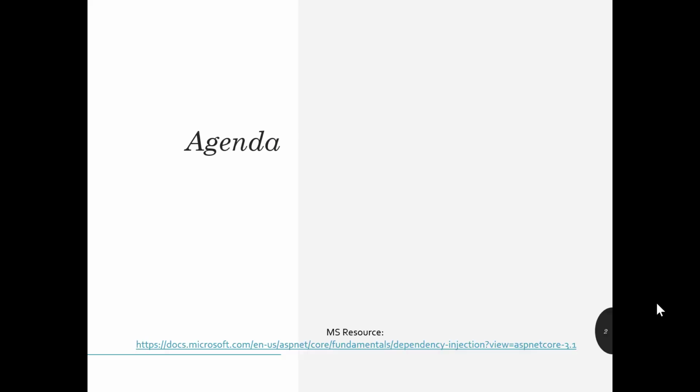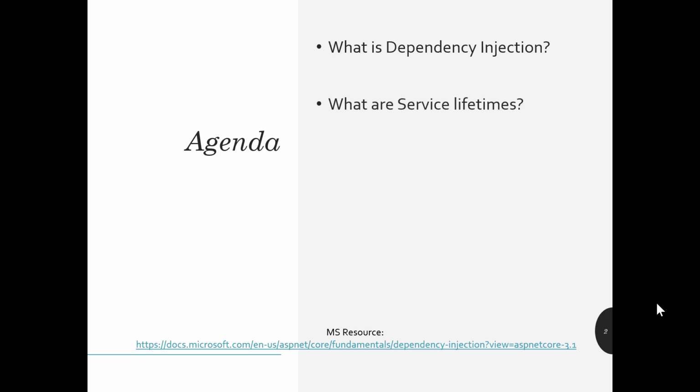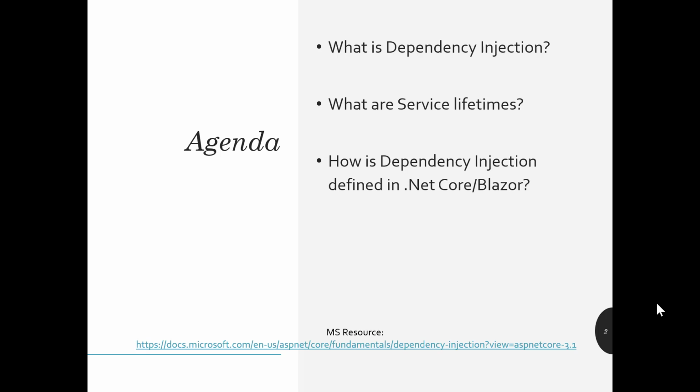The agenda for this video will be: what is dependency injection? What are service lifetimes as it relates to dependency injection? How is dependency injection defined in a .NET Core Blazor application? And what are some special considerations that we need to take into account for Blazor WebAssembly? Now, I'll be referencing the Microsoft resource below, and I'll also put this link in the description.